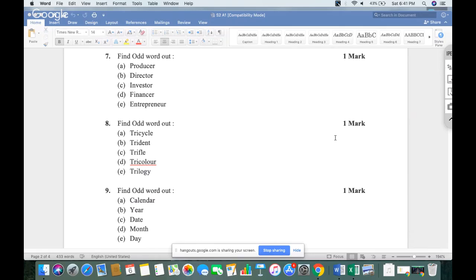Producer, investor, financier, entrepreneurs, they all are related to investing money somewhere. They always spend money somewhere or the other. Director is the person who directs, who does not spend money. Is someone related to creativity. So director over here is the right answer for question number 7. Question number 8, what's the answer? Now I'm discussing question number 8.